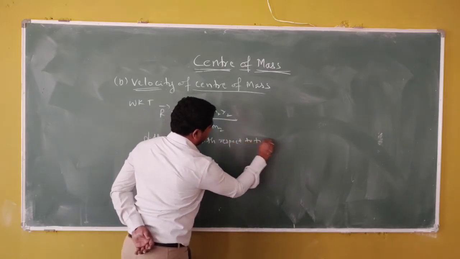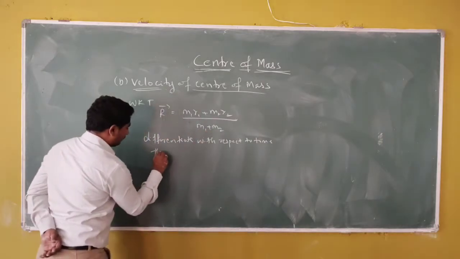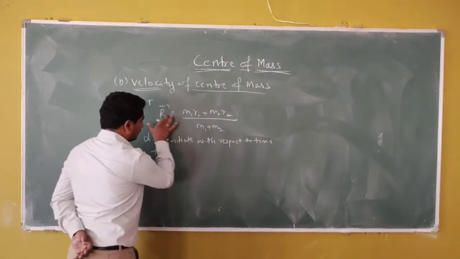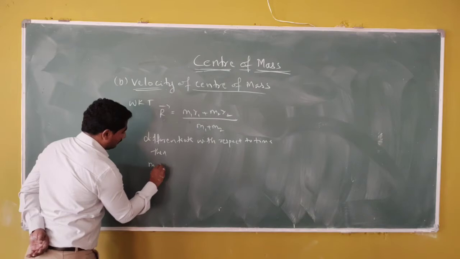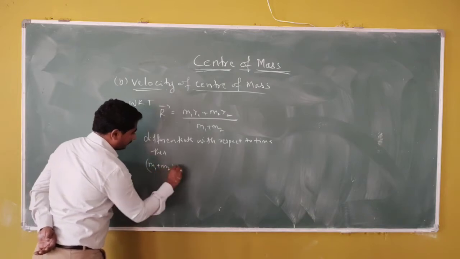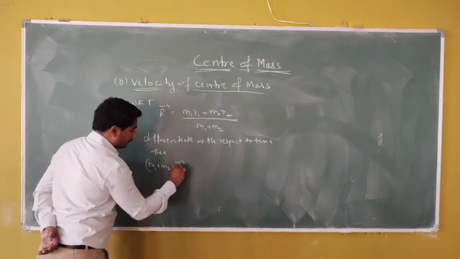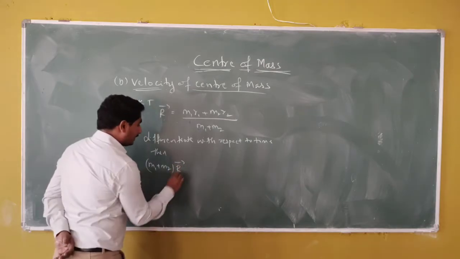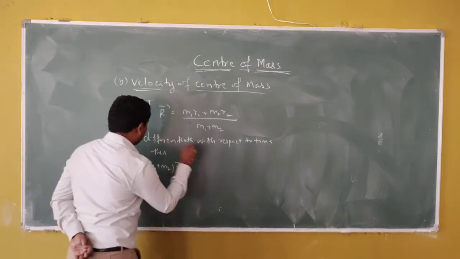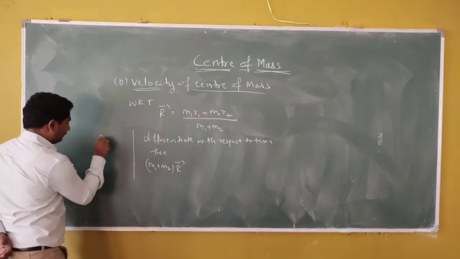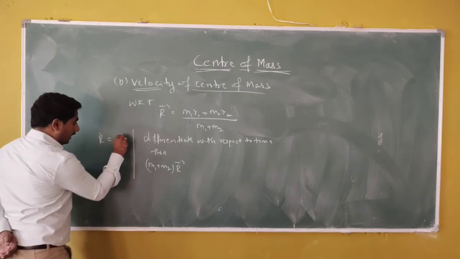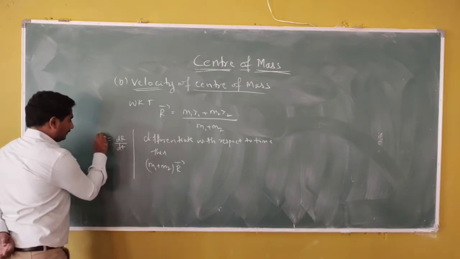Then this equation becomes, taking this term on this side, m1 plus m2 times r dot. Here r dot is nothing but dr divided by dt.